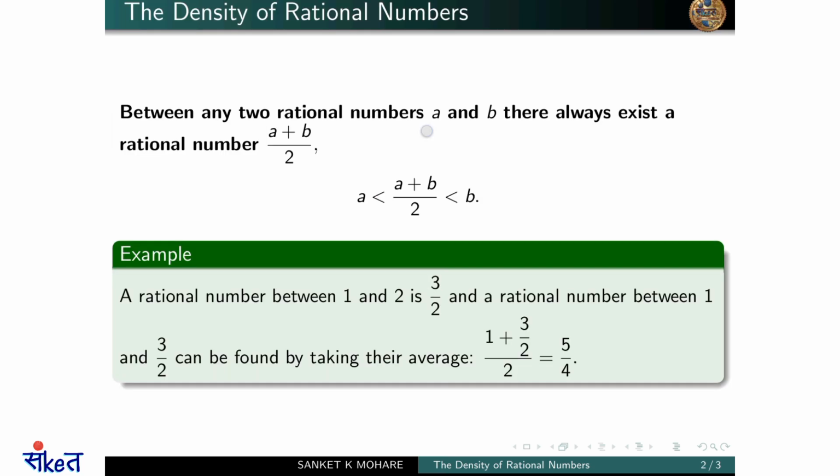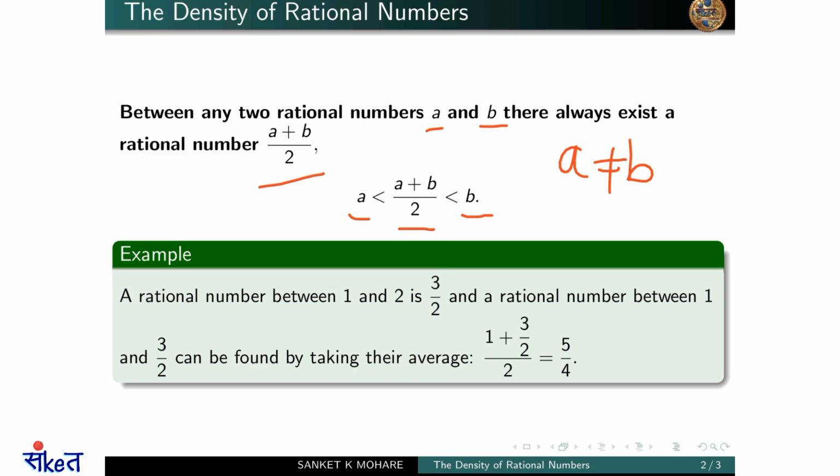The density of rational numbers: between any two rational numbers a and b, there always exists a rational number (a plus b) divided by 2. We have any two rational numbers a and b. Obviously, they are distinct. Maybe a is less than b or a is greater than b. We have this inequality: a is less than (a plus b) divided by 2, which is less than b.